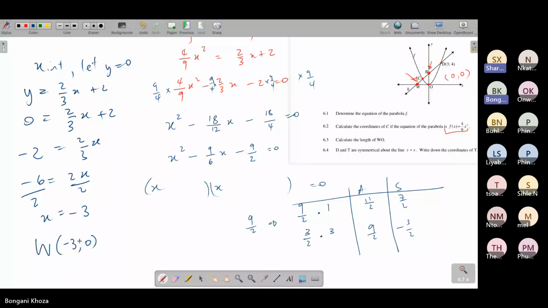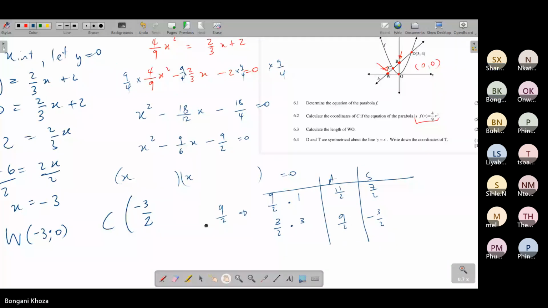And then if that's minus 3 and 0, and we are saying that W and B, it's in the center of it, that means the x coordinate of C has to be negative 3 over 2. It has to be that point. But now, it looks wrong, this thing. But okay, yeah, we can use that.